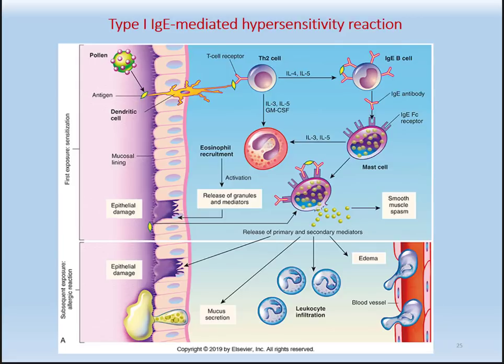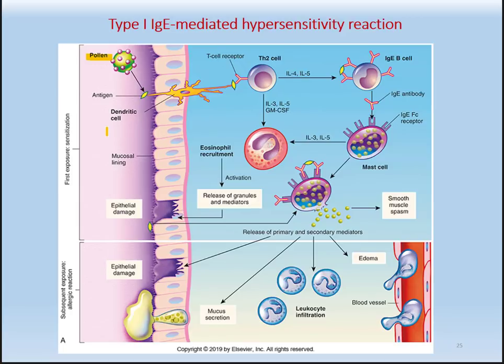Type 1 hypersensitivity is defined by the participation of immunoglobulin E, so IgE. This is very important in allergies, but I don't want you to just associate type 1 hypersensitivity with allergies. But in this case, there are certain types of allergies. For example, a bee sting is a type 1 hypersensitivity reaction. But the example that we're going to go through in this diagram here involves pollen.